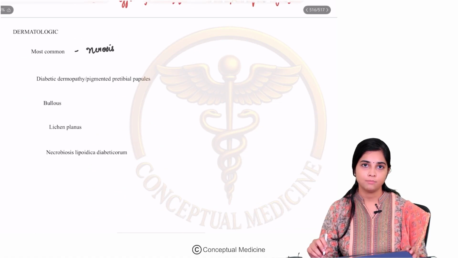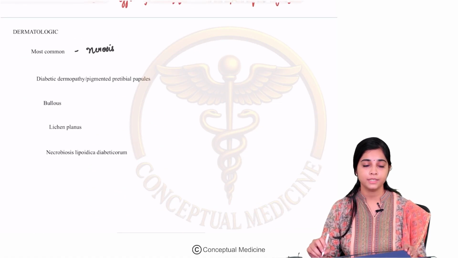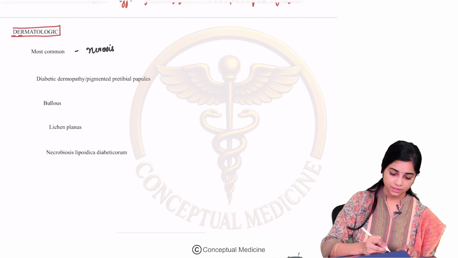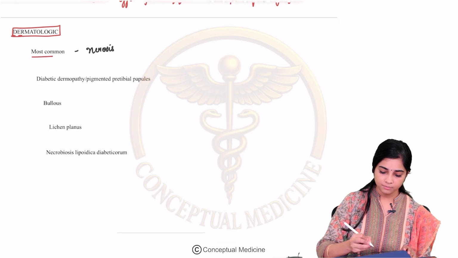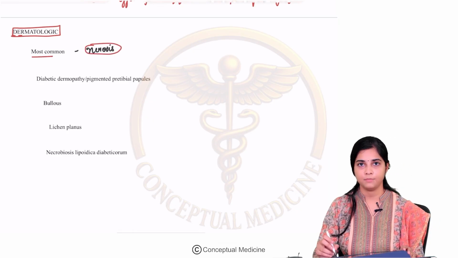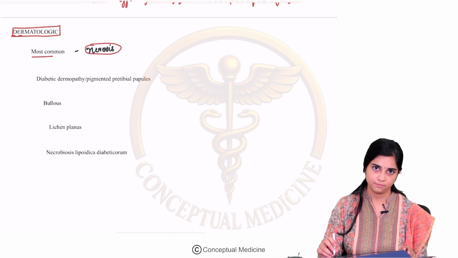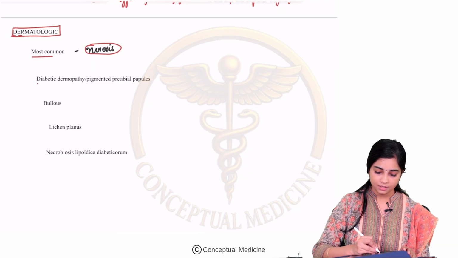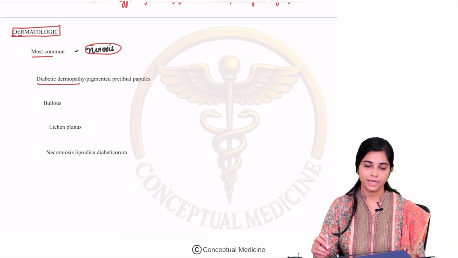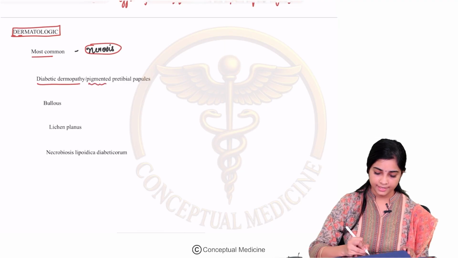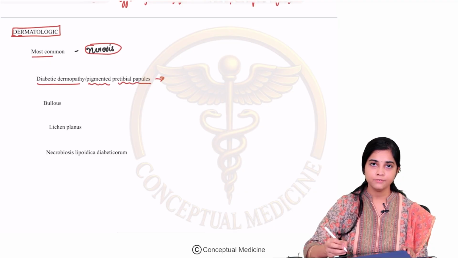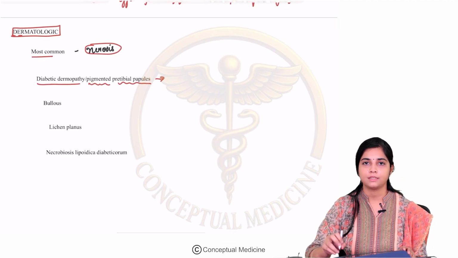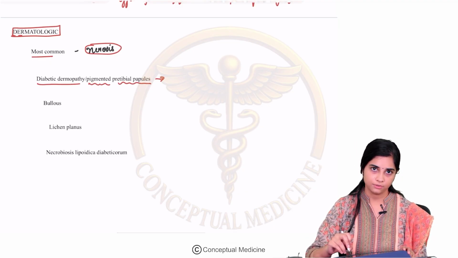The next complication, and amongst the last complications that we should be aware of, is dermatologic complications. So the most common complication is xerosis. There can be a lot of dryness of the skin and itching. Then the other common skin manifestation is diabetic dermopathy, which is called pigmented pretibial papules. For these, you can give some local emollients and that's about it, and good glycemic control.